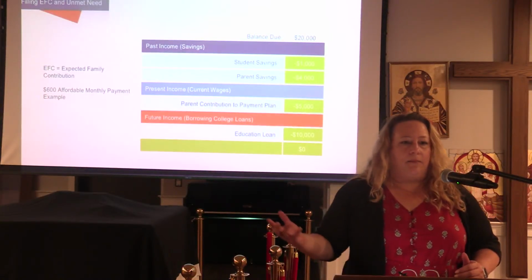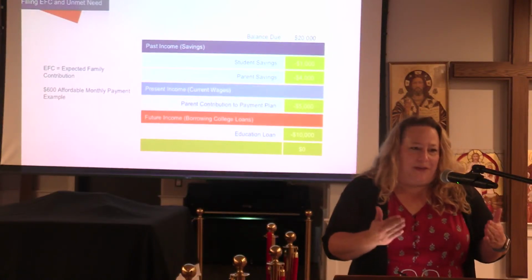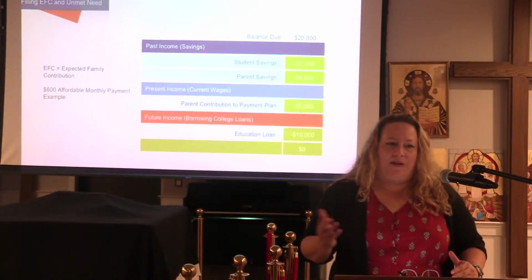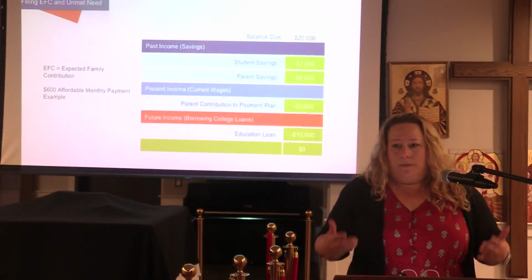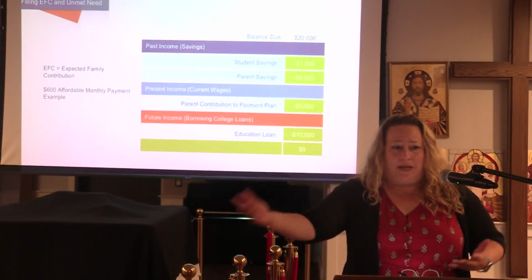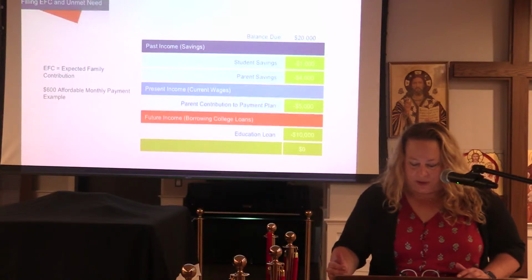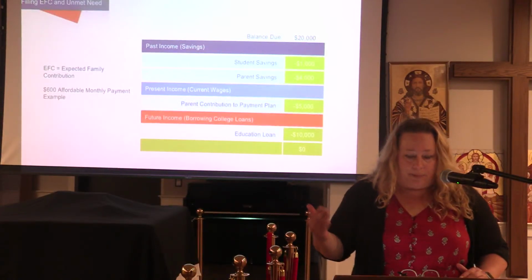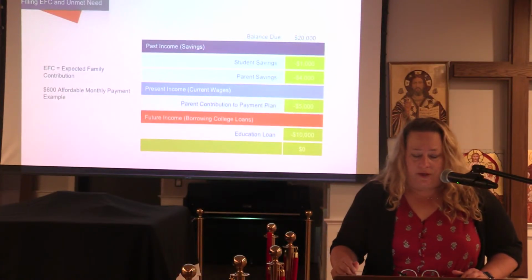But let's say at the end of the day, the balance due is really the figure that you need to focus in on, because your family contribution is a calculated number that they use to determine aid. But if the school doesn't meet your need, you're still going to have to pay whatever it is above and beyond your family contribution. So in this example, the family owes $20,000 for the year.